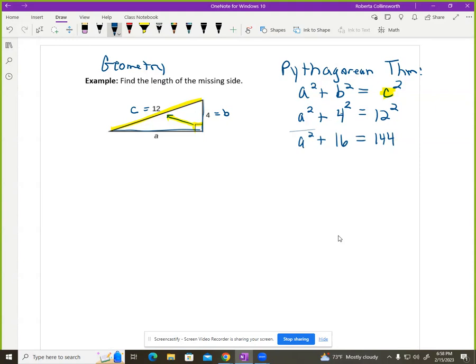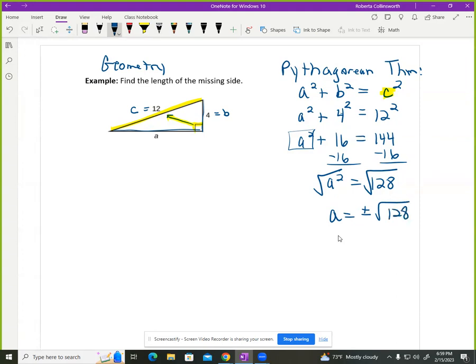So if I want to know what a squared number is, I have to isolate that squared part. Remember, that's the same thing that I just did. So I'm going to subtract 16 on both sides. When I subtract this, I get 128. Now I have to take the square root of both sides. I isolated the square, so I'm going to square root both sides. So A is going to equal plus or minus the square root of 128.